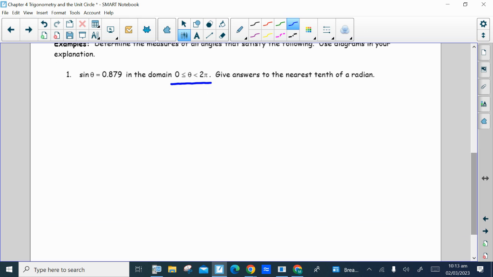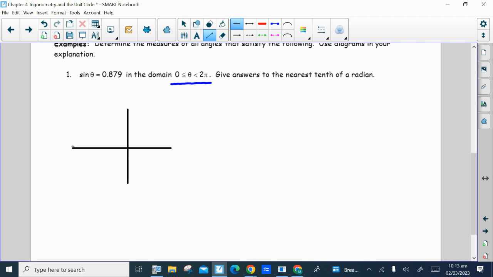So in this case here, the sine of theta is positive 0.879. To do these, we've got to use the CAST rule. In this case, the sine of theta is a positive decimal. So we have to ask ourselves, in which quadrants could the sine be positive? And that would be in quadrants 1 and 2. So this is where our terminal arms would lie. Somewhere in quadrant 1, somewhere in quadrant 2.